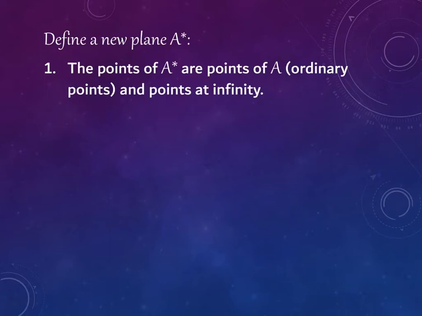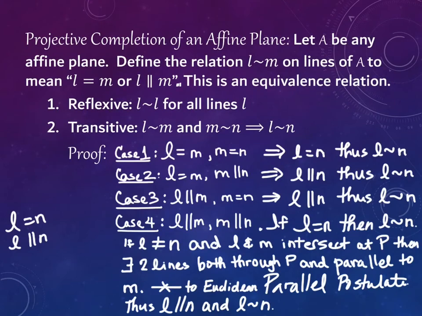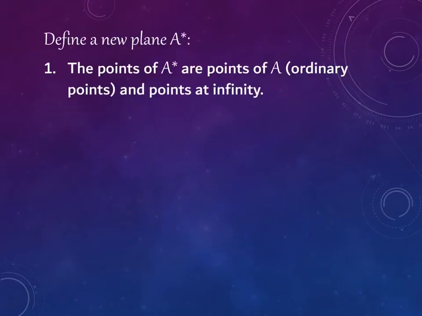Right, so we're going to define a new plane, A star. A was our affine plane. Remember, affine planes had the Euclidean parallel postulate. That's actually why we were able to prove the transitive part at the very end on case 4, because we were working with the Euclidean parallel postulate. So we've got this affine plane, and we're creating a new plane, A star. The points of A star are points of A, so all the things that we had before, ordinary points, and points at infinity.